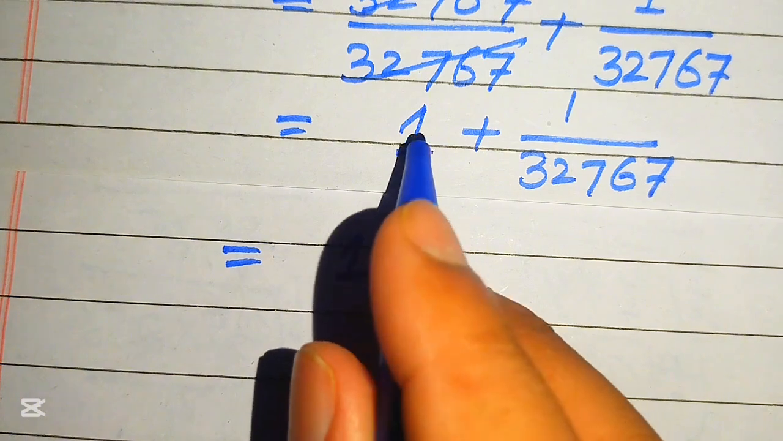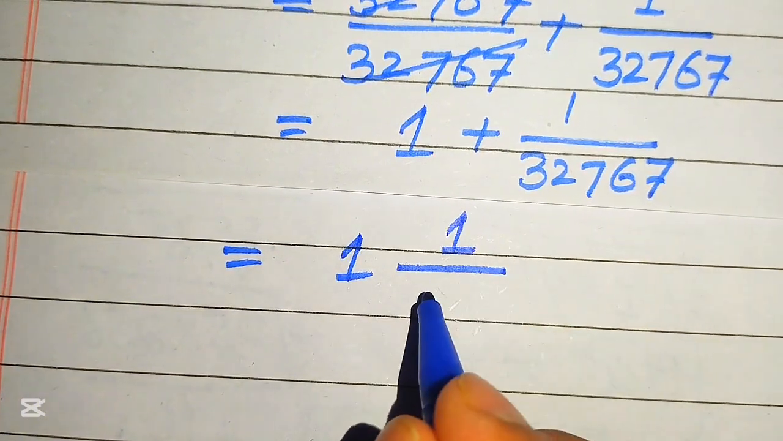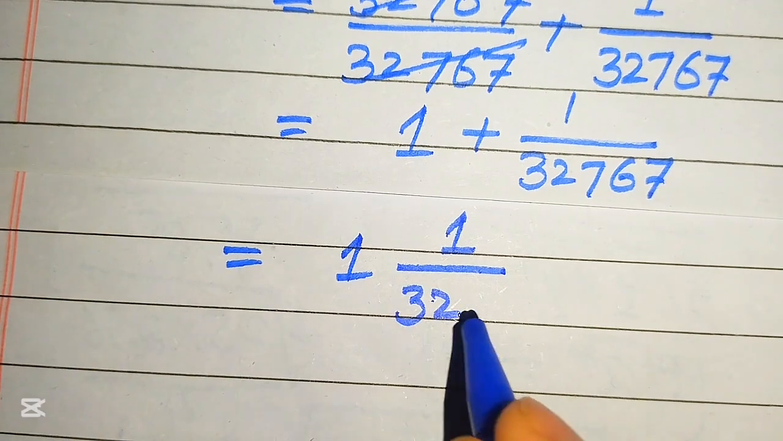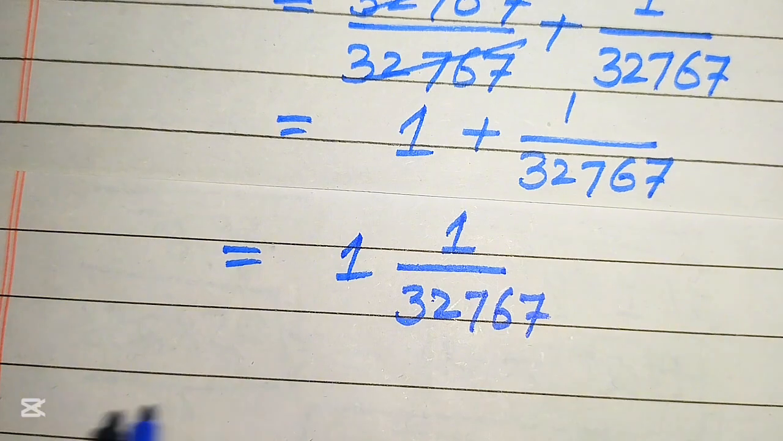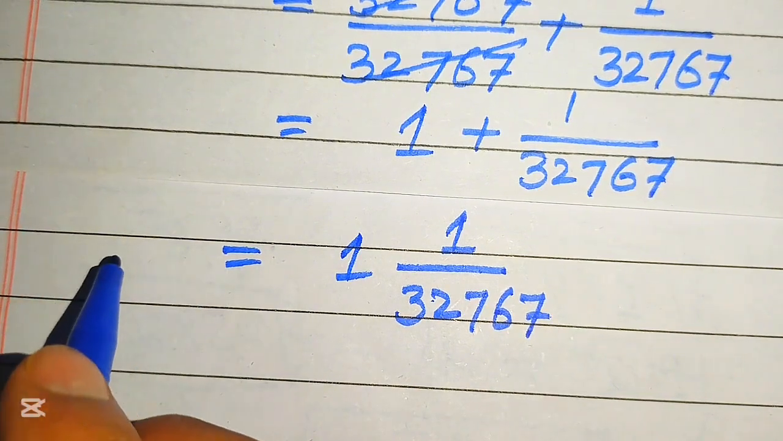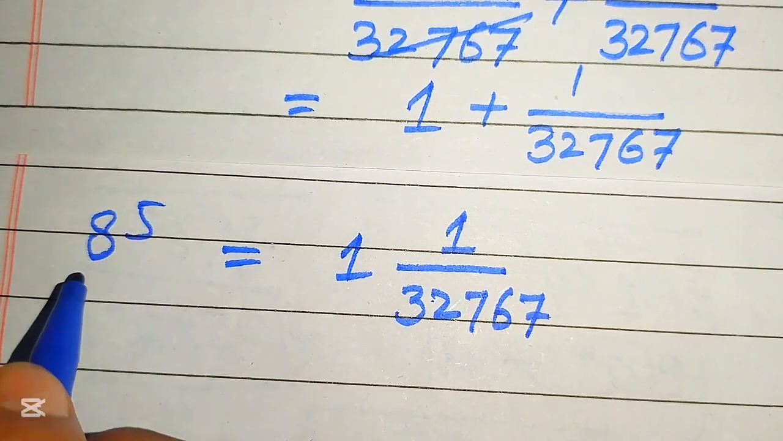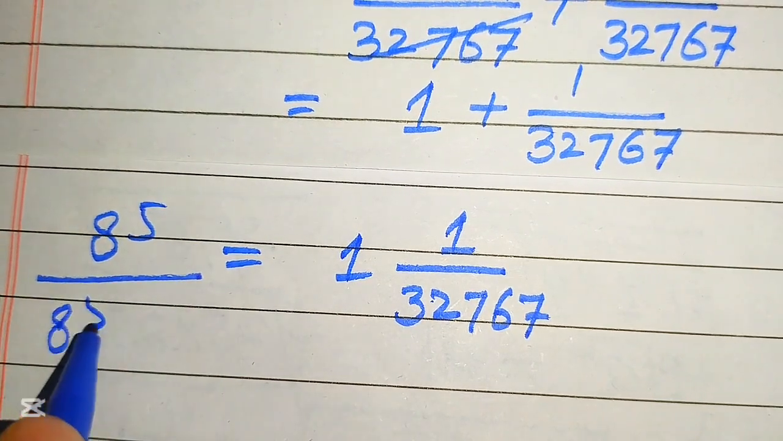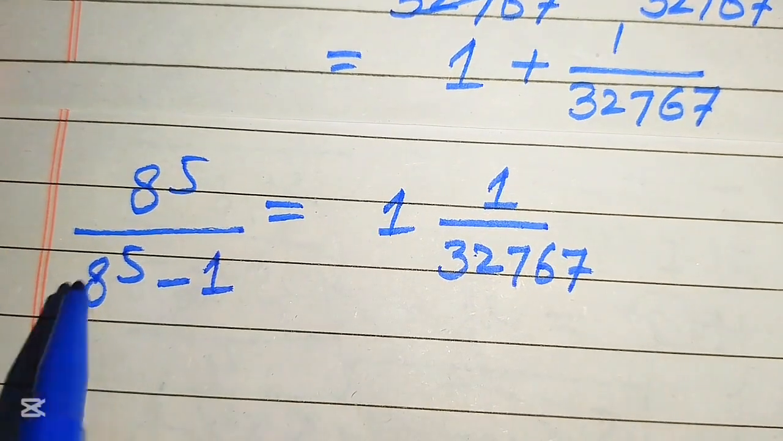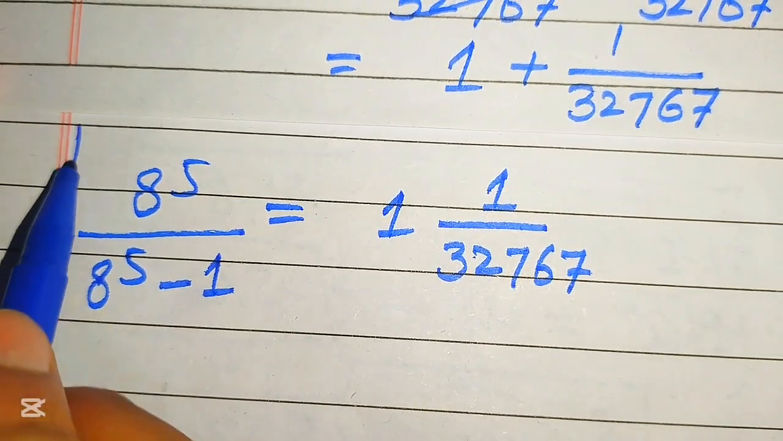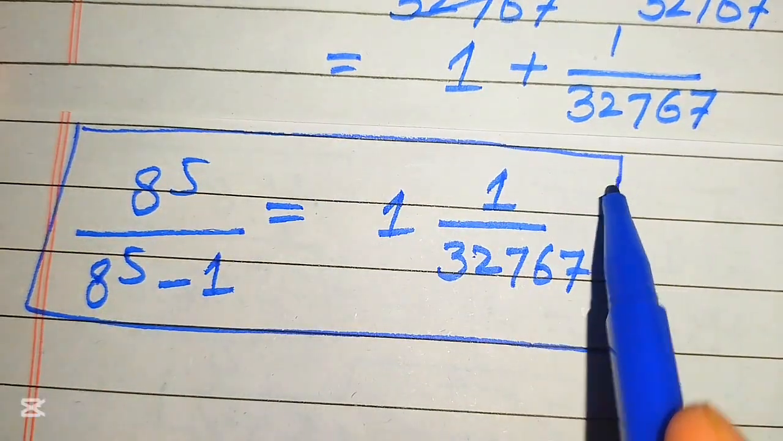We write these three numbers as 1 whole and 1 over 32,767, and on the left hand side we have the given expression, 8 to the power of 5 divided by 8 to the power of 5 minus 1. So the final simplified form of the given expression is right here.